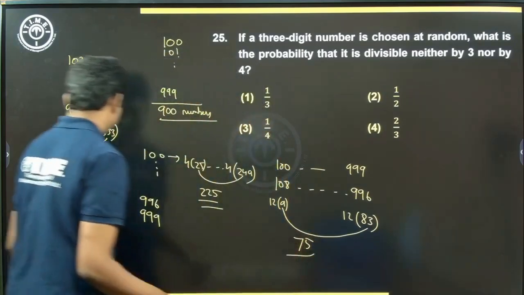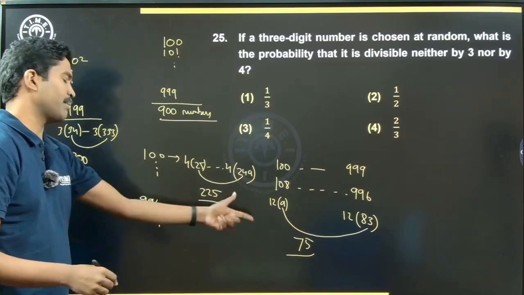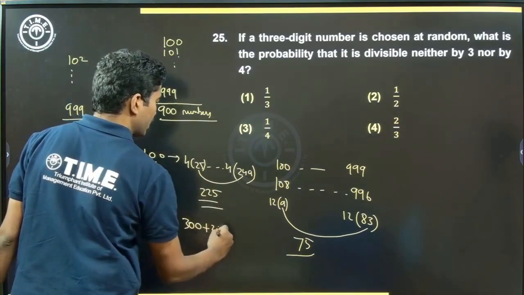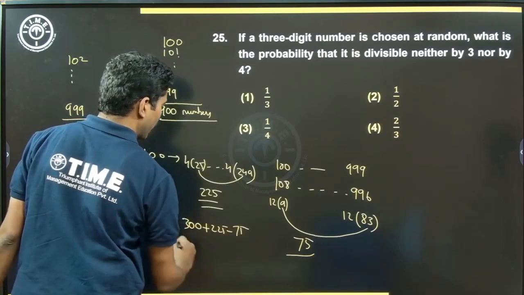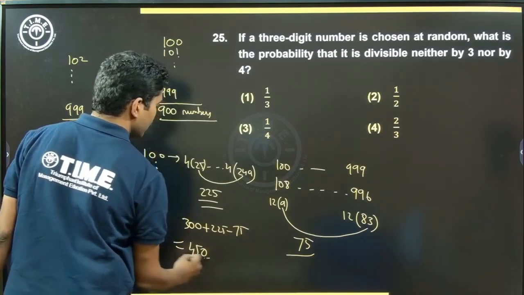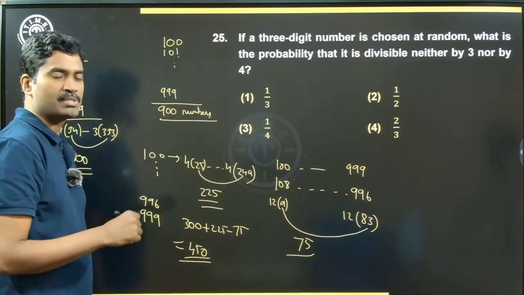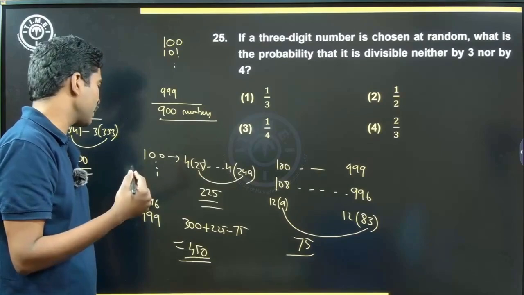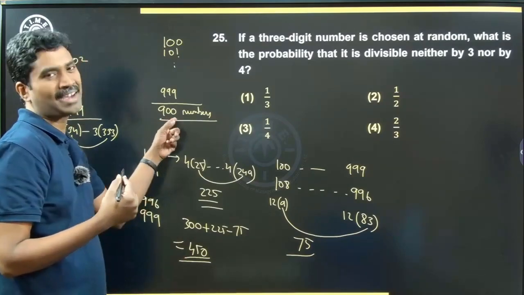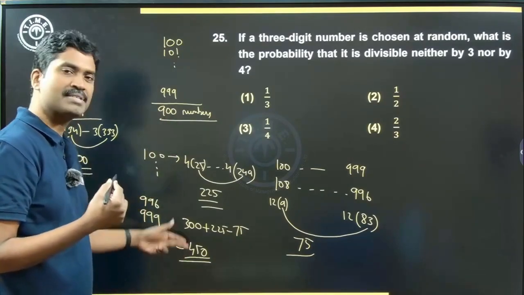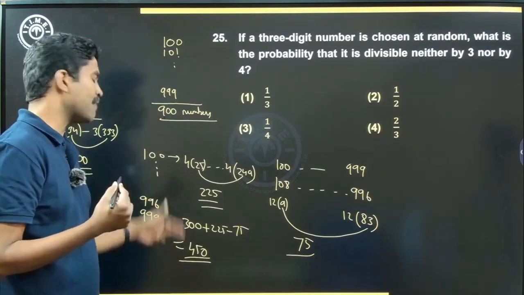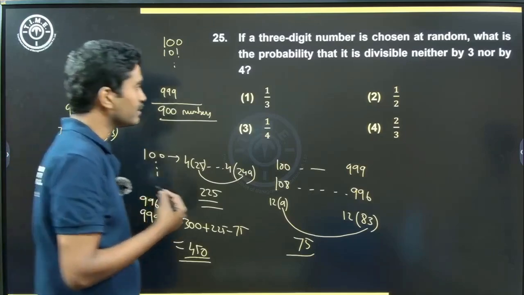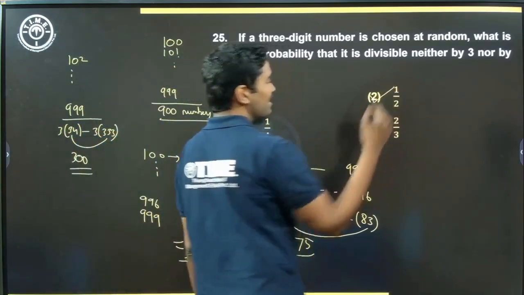All right. Some are divisible by 3, some are divisible by 4, some are divisible by 12 here. So 300 plus 225 minus 75. How much is that? 450. Half of the numbers are divisible by 3 or 4. So if I want to pick numbers which are not divisible by 3 or 4, I have to pick the other half. Total 900 numbers. We got really lucky here. Half the numbers are divisible by 3 or 4, so the other half, 450 by 900, that should be option 2. 1 by 2.